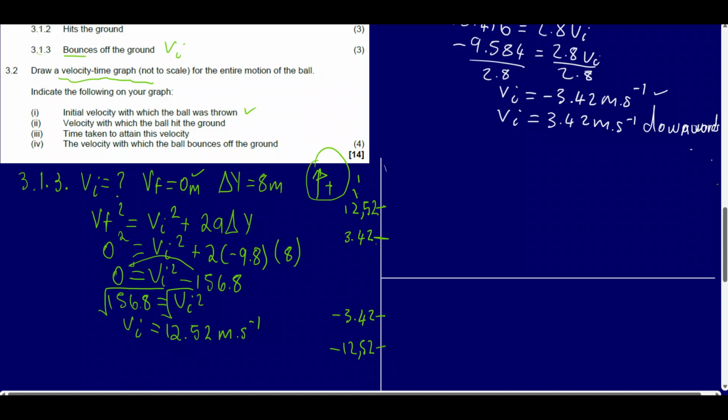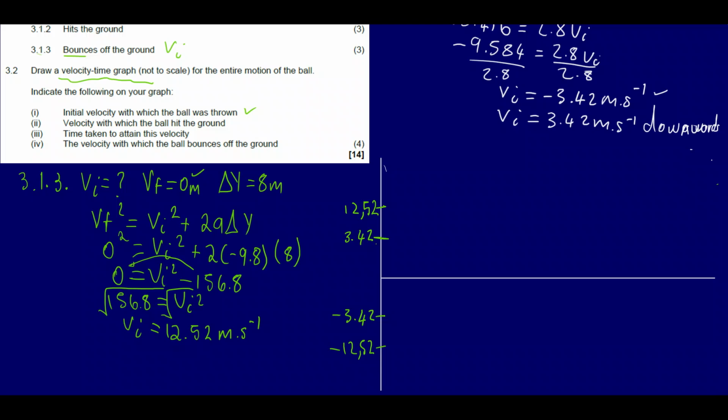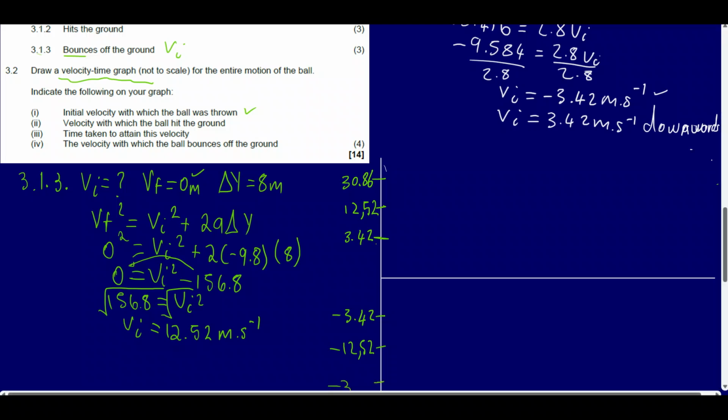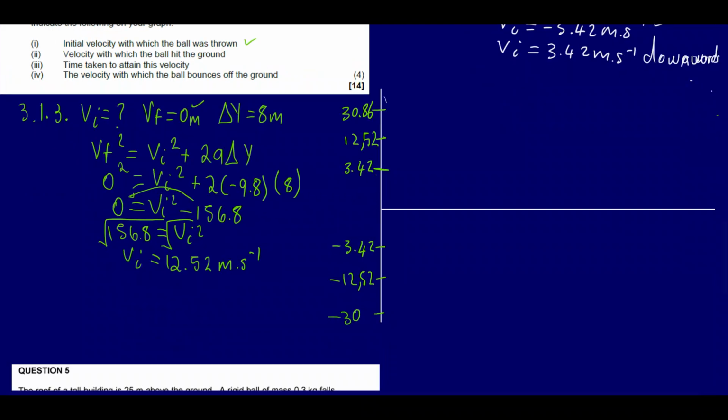So 12.52 here and a negative 12.52 here, right? So I'll erase this. We just need some space here, and I think we can also indicate the other one. It was 30.86. Remember, this is the velocity that it hits the ground with, right? So indicate it on both sides, your negative and your positive, right? So it's that 86, right?